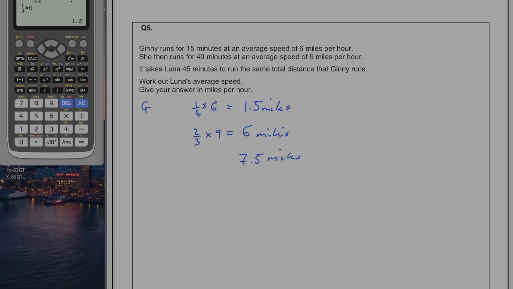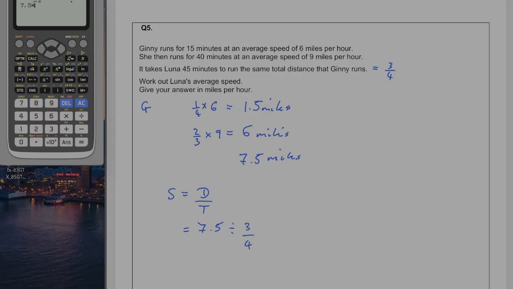Right, if Luna takes 45 minutes to run the same distance that Guinea runs, work out Luna's average speed. So we shall say that speed is equal to distance divided by time. And then we need to say that the distance is 7.5, but 45 minutes is 3/4 of an hour. So we're going to be dividing by 3/4, which is going to be the same as times by 4 divided by 3, but we'll leave it like that for a calc, sorry. And we can actually, even if we wanted to, say that 45 minutes is 0.75 of an hour. So that's going to be a speed of 10 miles per hour.